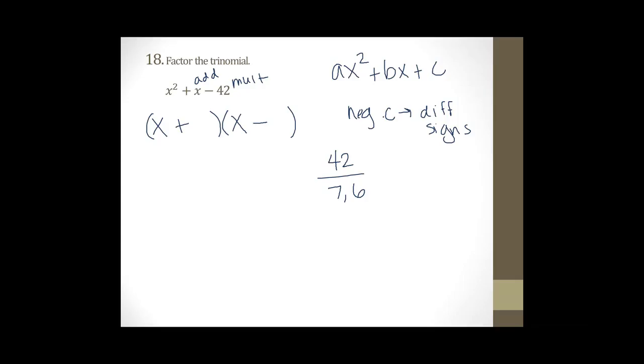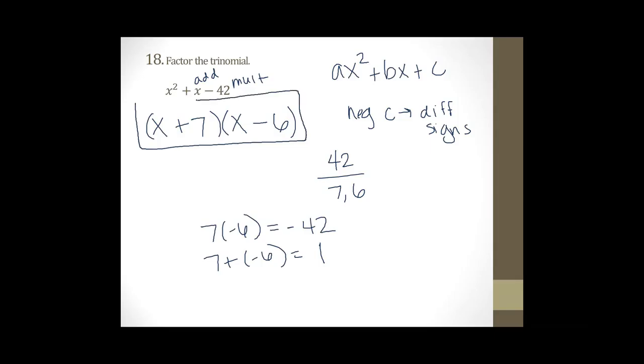So when C is negative, you have different signs. And then if B is positive, which it is in this case, the larger factor takes the positive sign. So it'll be positive 7 and negative 6. And that's because 7 times negative 6 equals negative 42, which is what we needed to happen. And then 7 plus negative 6 gives me the 1 that I need, which is the 1 here, which is B. So our final answer is x plus 7 times x minus 6.